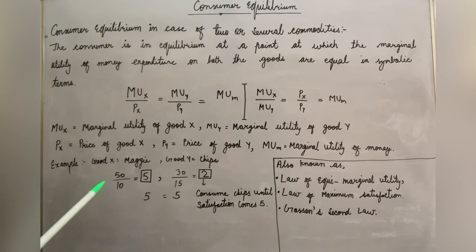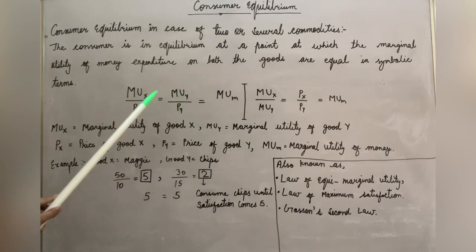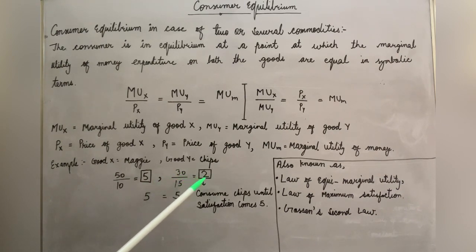For example, we are taking good X as Maggi and good Y as chips. So the marginal utility of money upon PX. Here is the price of Maggi, and we are getting satisfaction of 50, which gives 5. We are taking the price of chips as 15 and it is giving us 30 satisfaction. So by dividing, it is giving us 2 level of satisfaction for chips and 5 level of satisfaction for Maggi.